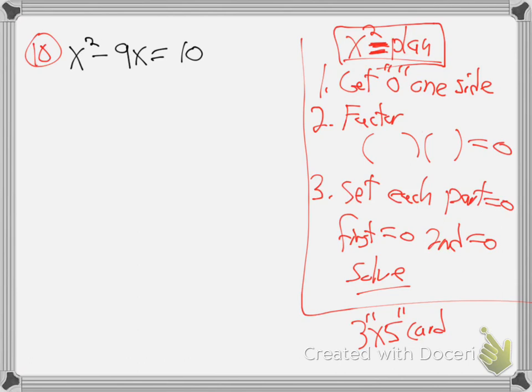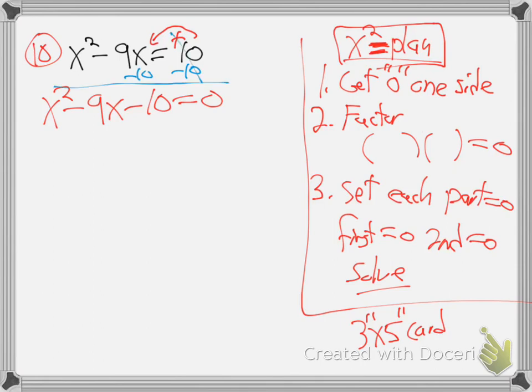Step 1, get a 0. So I'm going to jump this 10 over here, and it'll become x squared minus 9x minus 10, right? When this positive 10 jumps to the other side, it becomes a negative 10. Really, if it bugs you, I just subtracted 10 from both sides. Got rid of it there, made it negative 10 on the other side. That's step 1, get a 0.